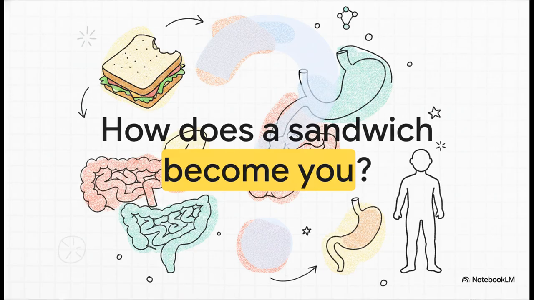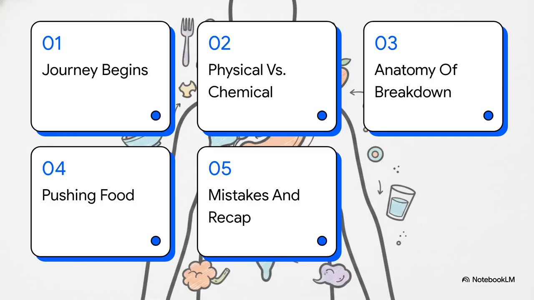Well, let's map out the exact mechanics. Here's our roadmap for today. We'll start with the sandwich journey begins, move into physical versus chemical digestion, break down the anatomy of the breakdown, look at pushing food with peristalsis, and wrap up with common mistakes and a quick recap. Mastering this step-by-step flowchart is absolutely crucial if you're tackling O-level biology exams, but honestly, it's also just the baseline for understanding how we survive.